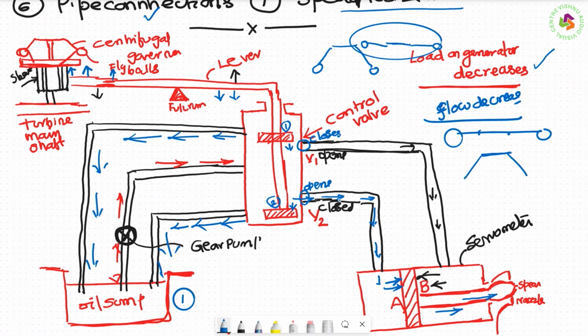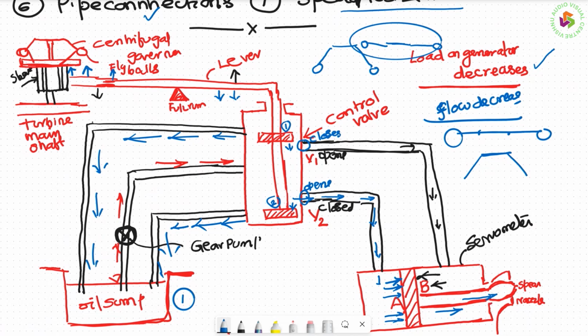When the valve V2 is open, the oil enters with pressure on the left side of the piston of the servo motor, and on this side it starts applying pressure. When it starts applying pressure here, naturally the spear is pushed front. When the spear is pushed front, it closes the nozzle or reduces the nozzle opening. So when it reduces the nozzle opening, the flow is controlled. The flow is controlled means the flow is reduced.